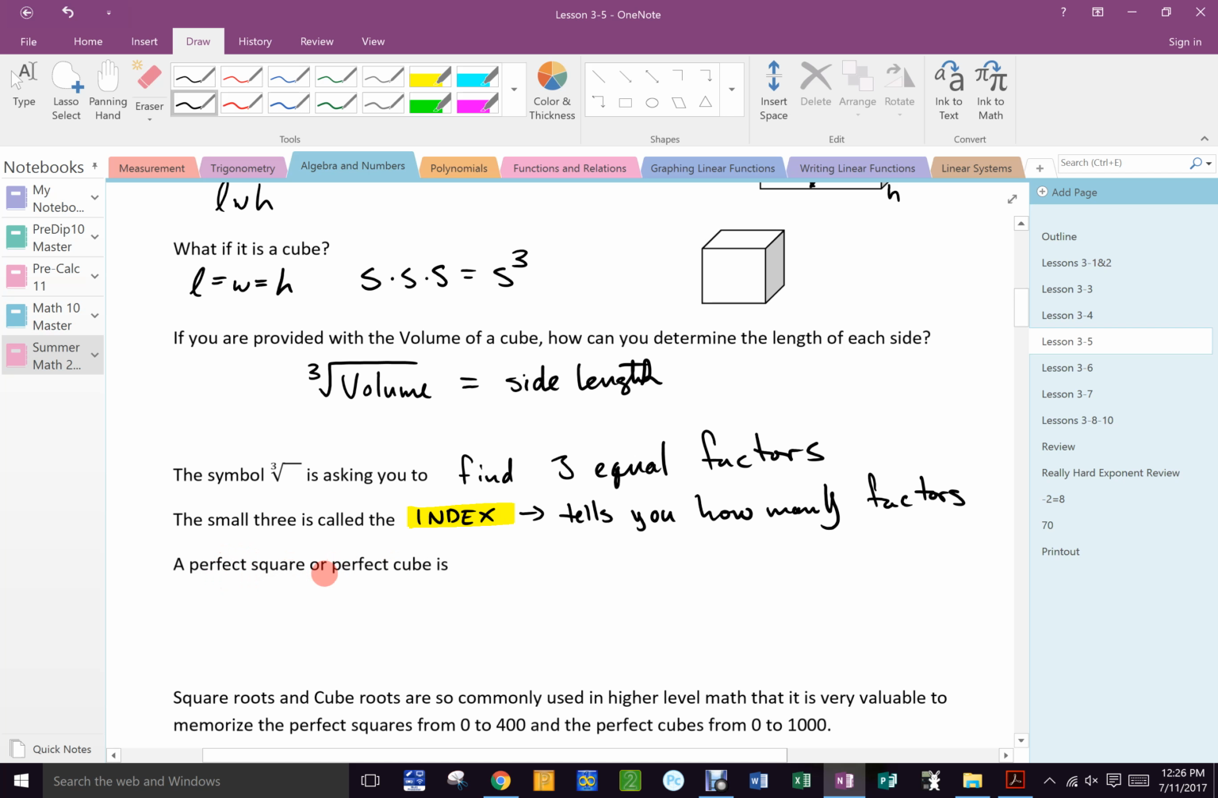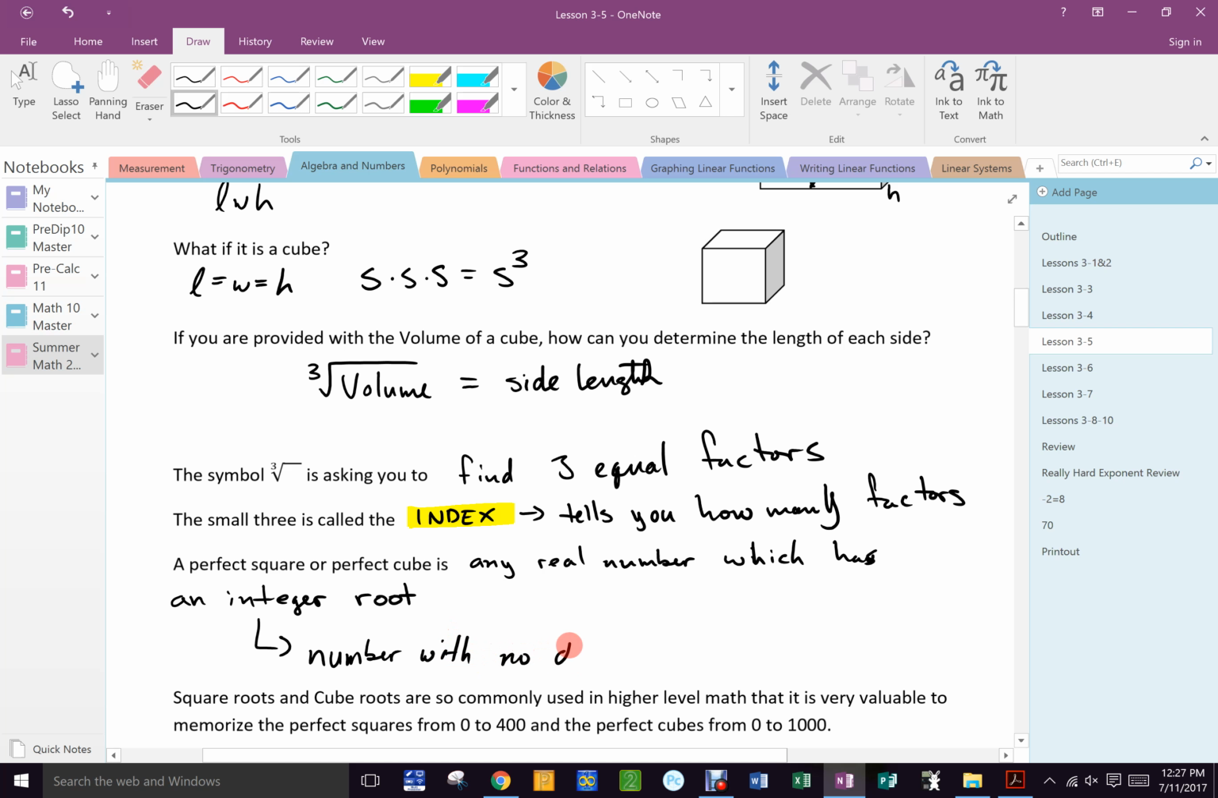So, a perfect square or perfect cube is any real number which has an integer root. Remember, an integer is a number with no decimals.